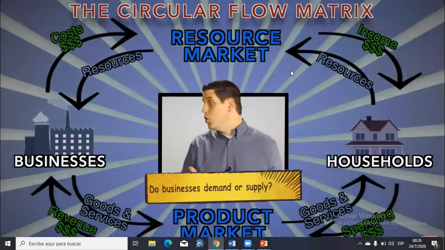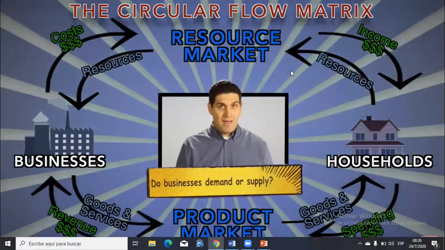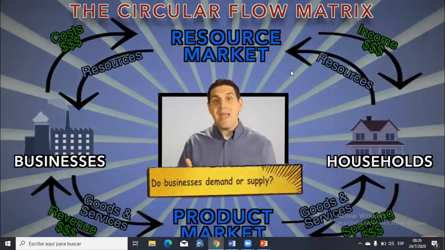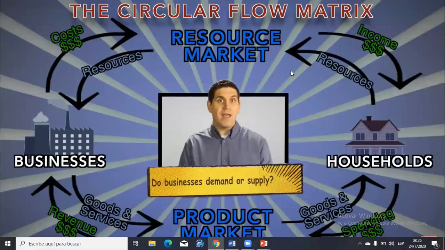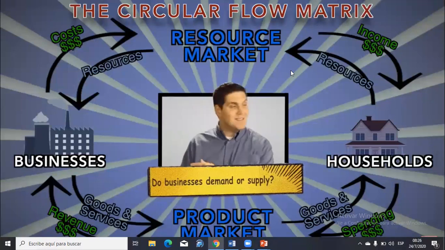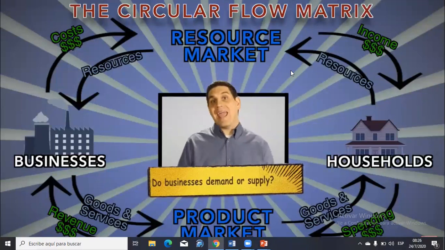Okay, next question. Do businesses demand or supply? The answer is both. They demand in the resource market, but they supply in the product market. Households, on the other hand, demand in the product market, and they supply in the resource market. So both businesses and households are supplying and demanding.